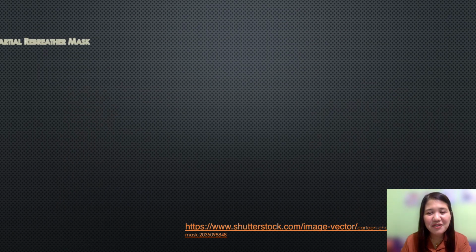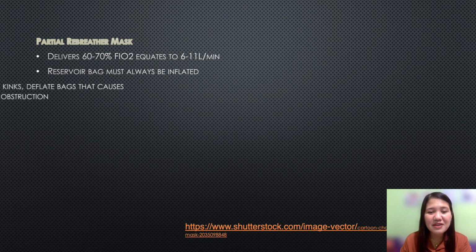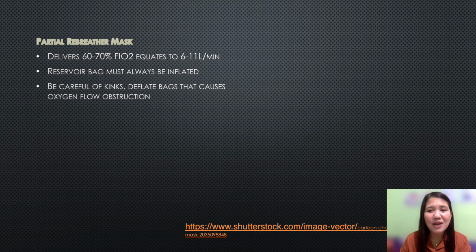Next is the partial rebreather mask, which delivers 6 to 11 liters per minute, which is equivalent to 60 to 70% of FiO2. This is normally used for patients with very low levels of blood oxygen, as this mask delivers oxygen quickly to the blood. The mask covers the nose and the mouth of the patient and is fitted with a reserve bag that has no flaps, so that the patient will rebreathe one-third of the tidal volume.